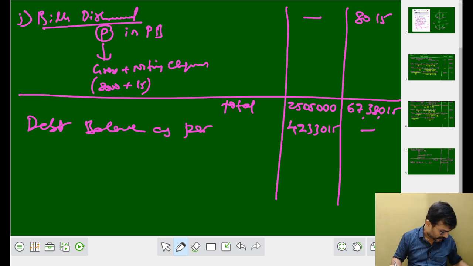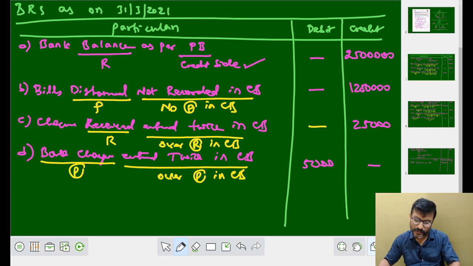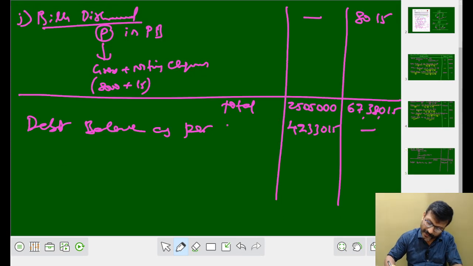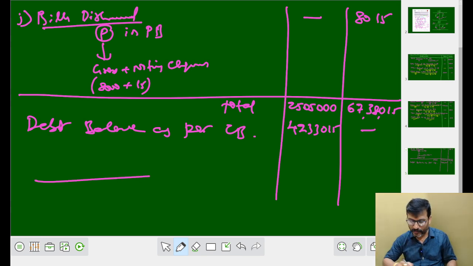That is debit balance as per which book? See, you started with which book? Passbook. End with which book? Cash book. See, this is how we have to do the solution.